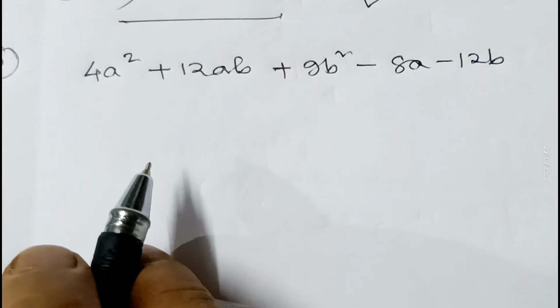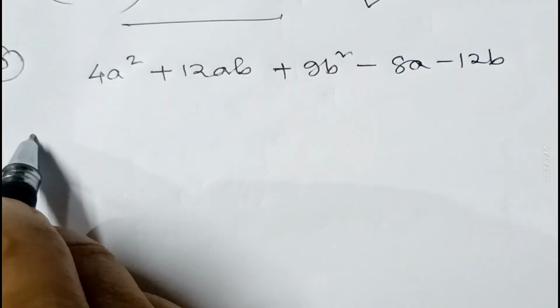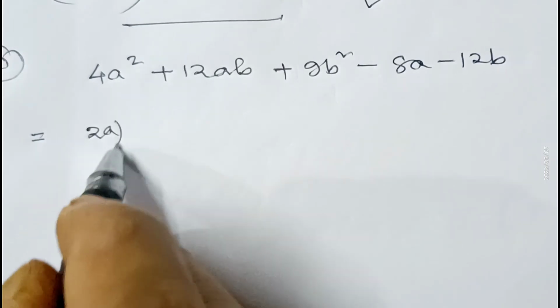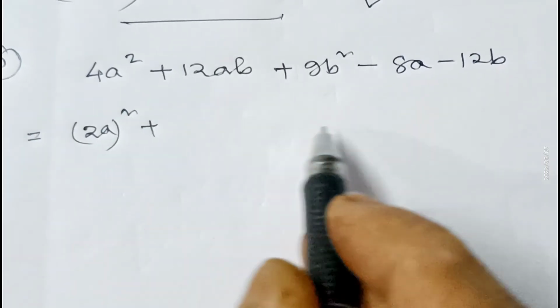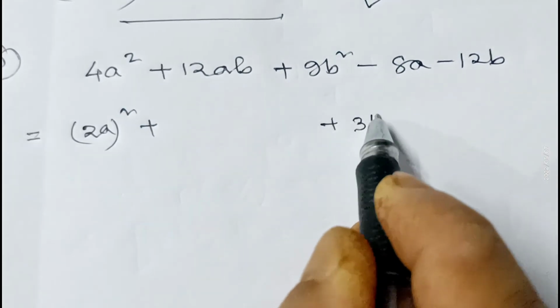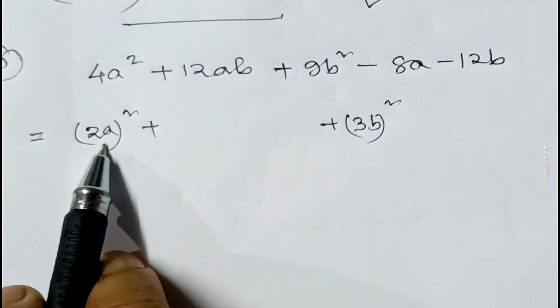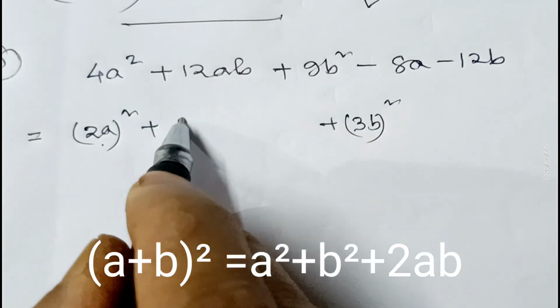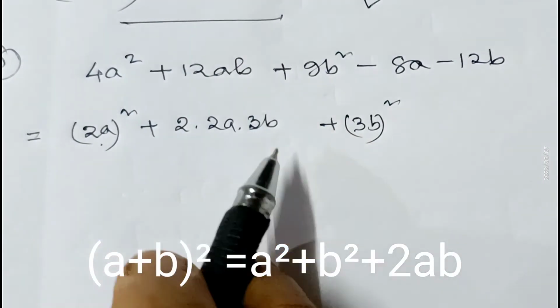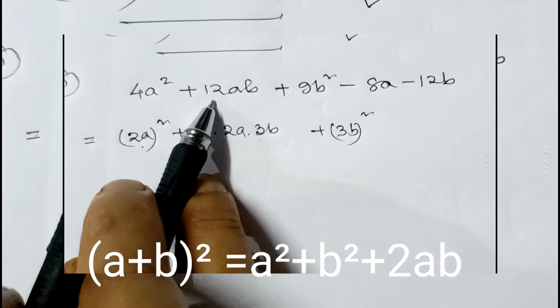Now in question number 10 also, like the previous sum, we have to use a plus b whole square formula. Instead of 4a square, twice a whole square, plus, instead of 9b square, I can write 3b whole square. So we got a square plus b square, so it will be twice ab. 3 twos are 6, 6 twos are 12.